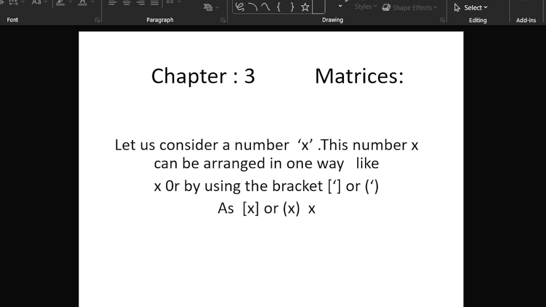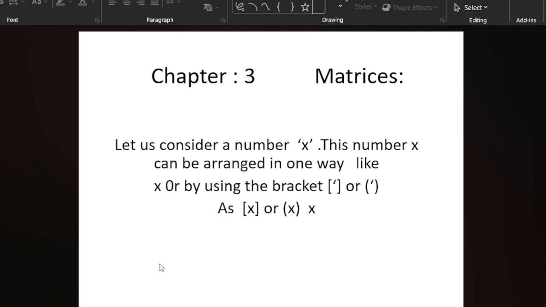So here I am with you to discuss a very important chapter, that is matrices and determinants. As you all know, from these two chapters we will have 10 marks. So we should not lose any marks from these two chapters. We have to see all the basic things very carefully, right from the definition and properties of matrices and determinants. Now let us see what is a matrix.